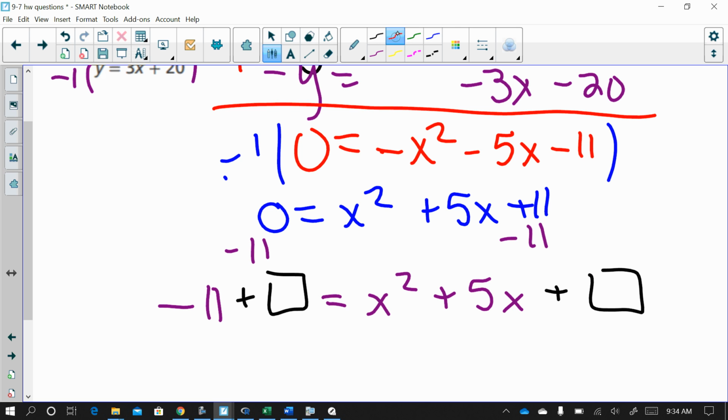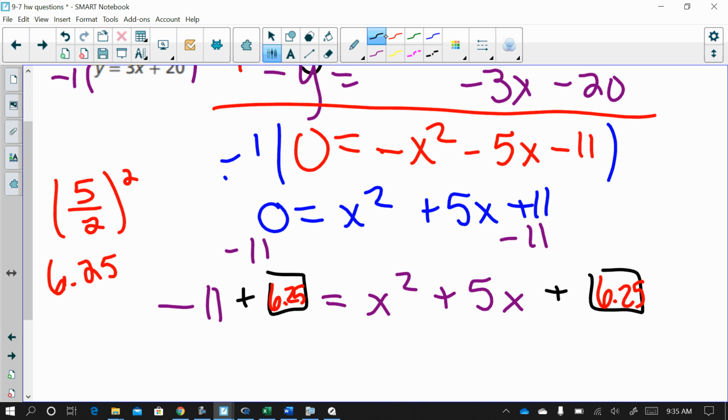Remember, how do I figure out what goes in the box? B divided by 2, squared. You can do it as a decimal or a fraction. 5 over 2 squared would be 25 over 4, or the same thing as 6.25. I'll go with the decimal because I think you guys like the decimals better. So 6.25 goes into my boxes. Time to reverse FOIL. Negative 11 plus 6.25 is equal to negative 4.75 equals x, steal the sign, square root of the box, so that's just 2.5, squared.